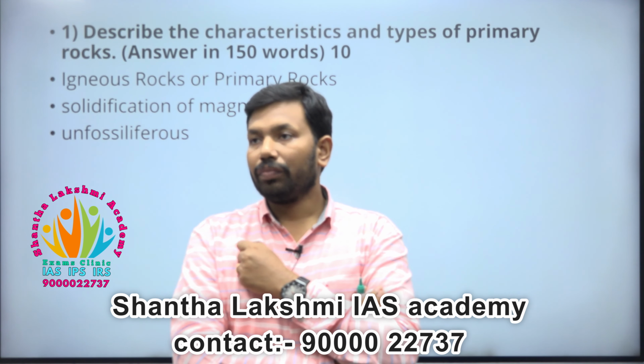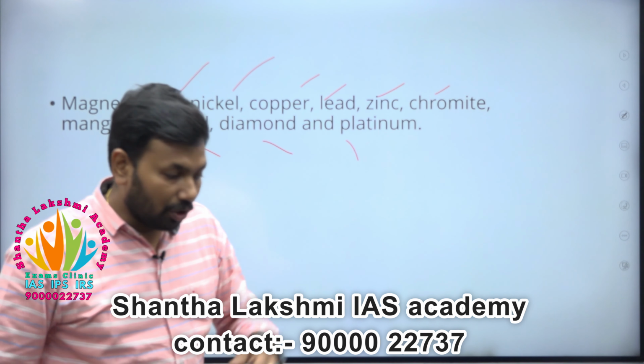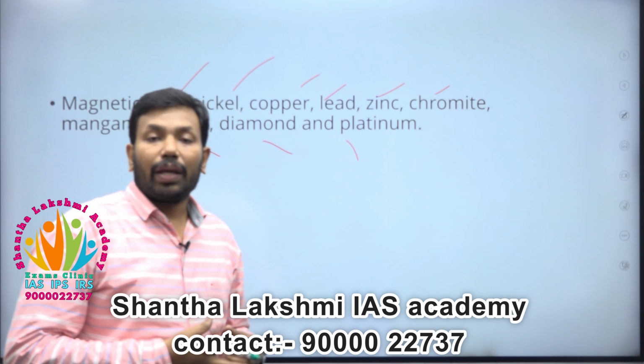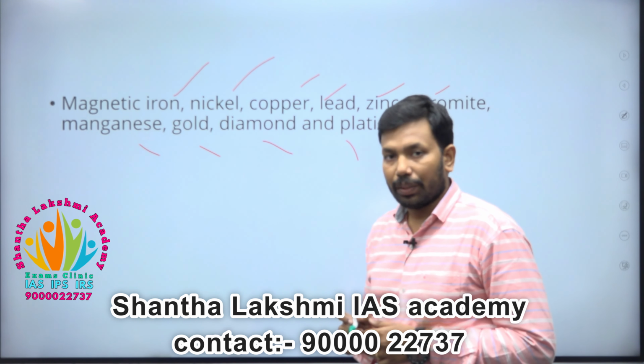I will show you the pictures. I think you don't need to draw these pictures, but for your understanding, you have to know how they look. You can write about the texture and all. And magnetic iron, because he asked about importance also, no? So the chemicals present: nickel, copper, zinc, chromite, lead, manganese, gold, diamond, platinum, these are all found in the igneous rocks. Because of the high pressure and temperature, the chemical composition turns and forms this type of rocks.